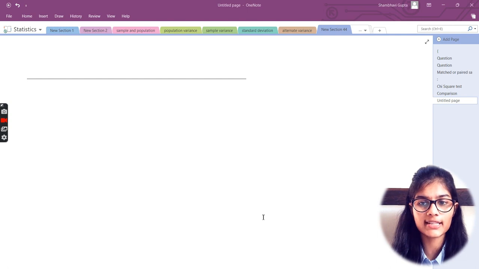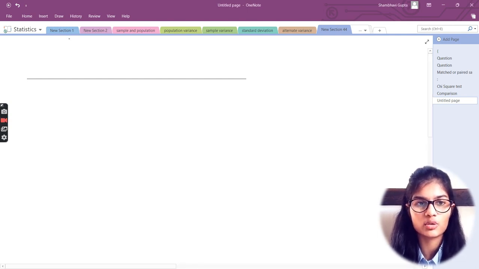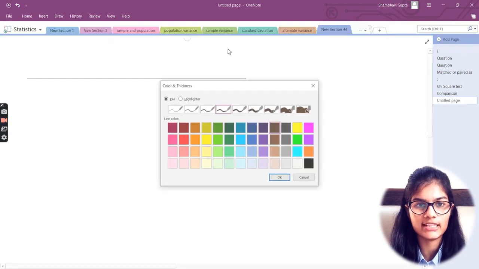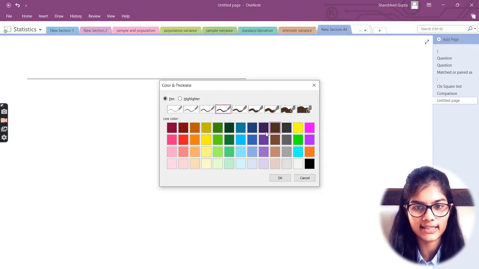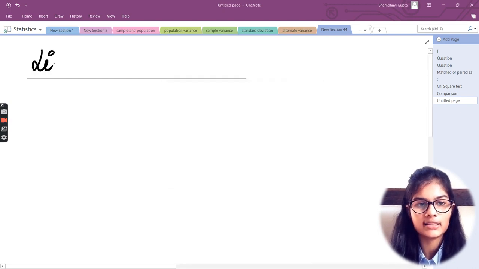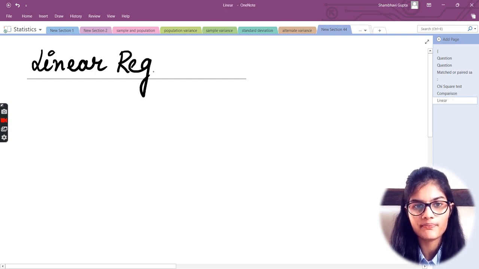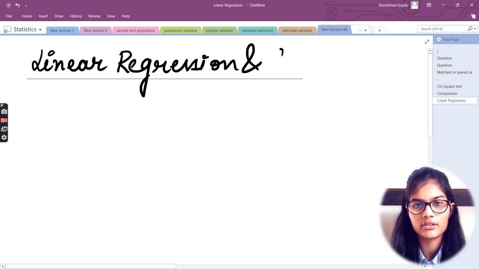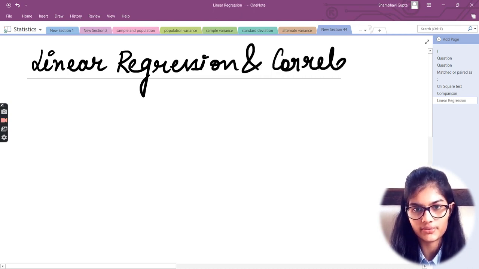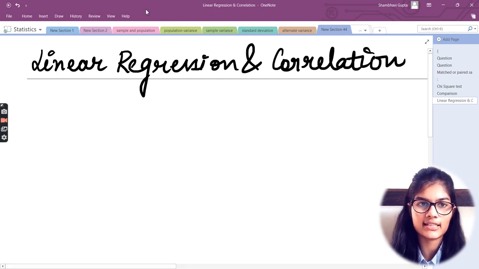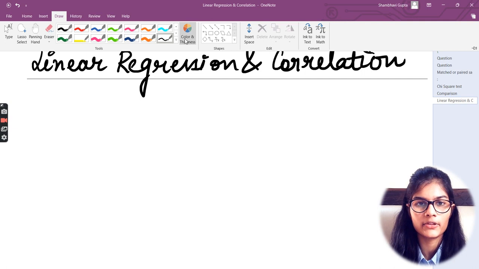So from today we are going to start a new topic, and that's linear regression and correlation. Let me quickly put on some heading right here. After that I will be discussing this portal, okay? Right here, so it goes: linear regression and correlation. Okay, this is the topic that I am going to follow up here.